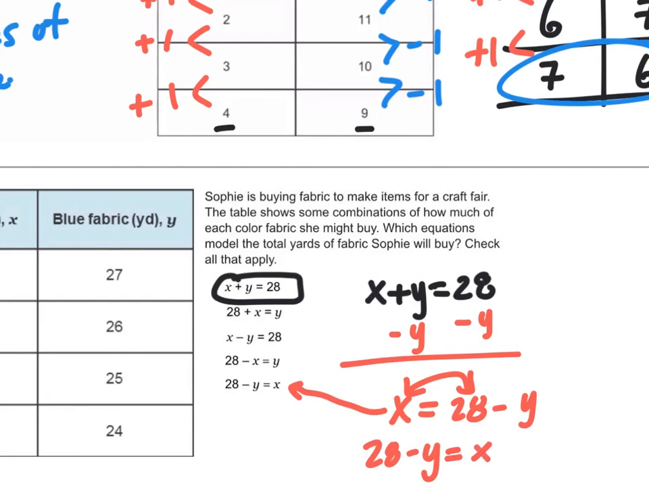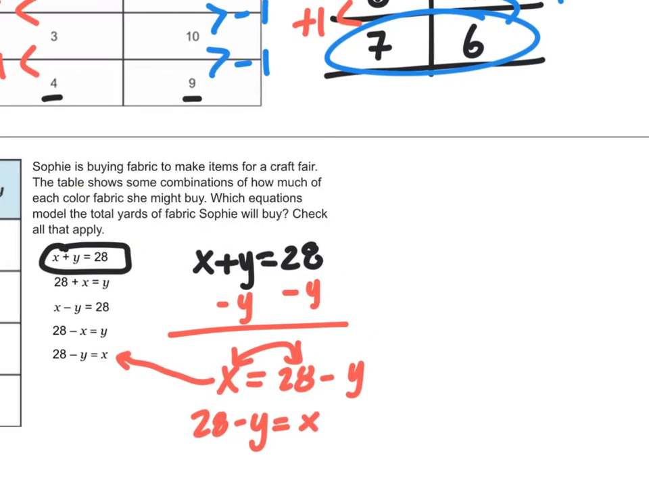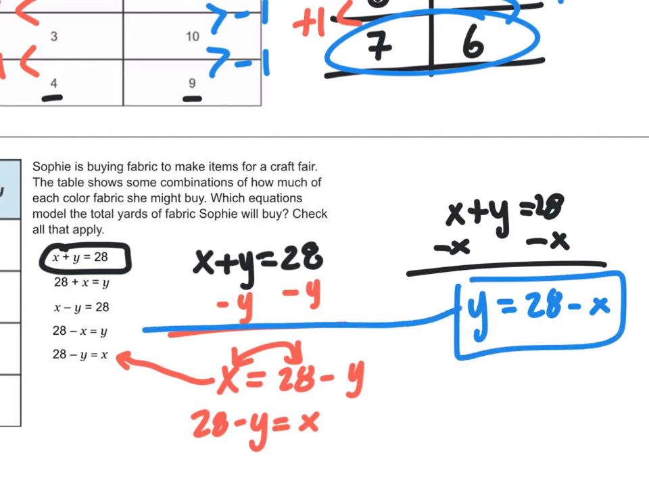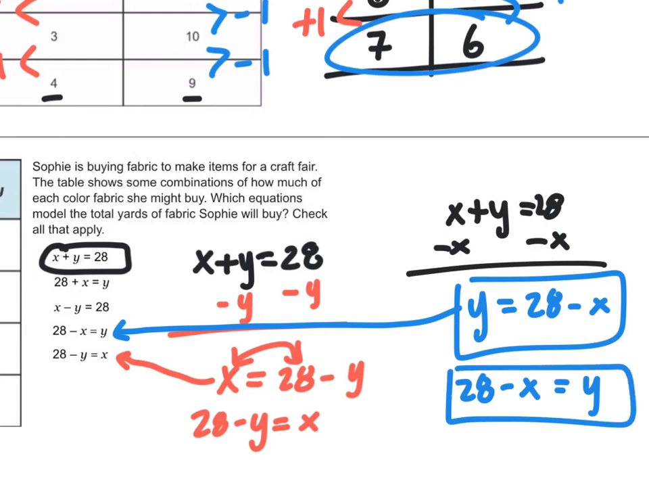Doesn't really matter, okay? I could also take that equation here, x plus y equals 28, and I could subtract the x from both sides. And that leaves me with y is equal to 28 minus x. And that is seen right here. All right, and I could rewrite that as 28 minus x is equal to y. Okay, it doesn't really matter. All right, so we have these 3 as answers.